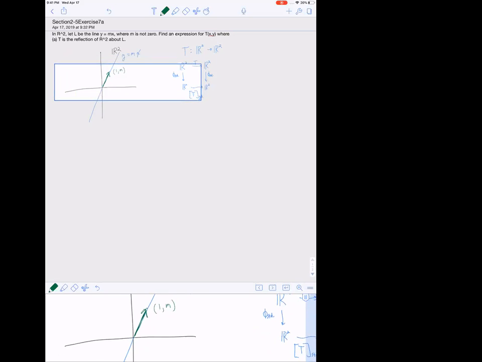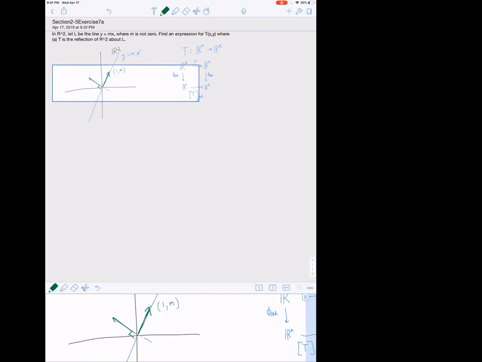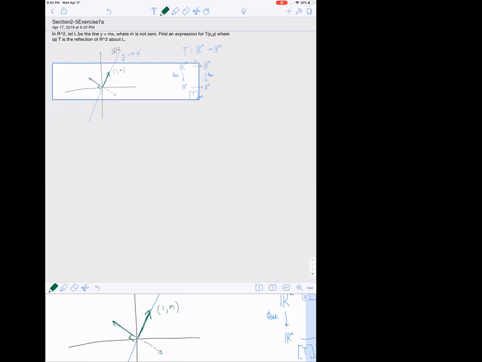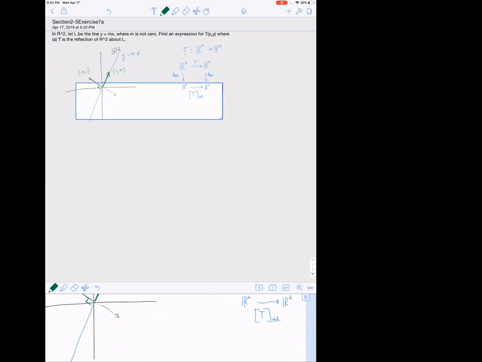That's really nice. What about a second one? Well, remember, if we were pointing perpendicular to the line, then the reflection is just going to be the exact opposite vector. So what's the vector that's perpendicular to the line y equals mx? Well, I could just take this vector (1, m) and sort of think about rotating it 90 degrees. So I would get (-m, 1) as that vector. So this is great. So let's write that down.